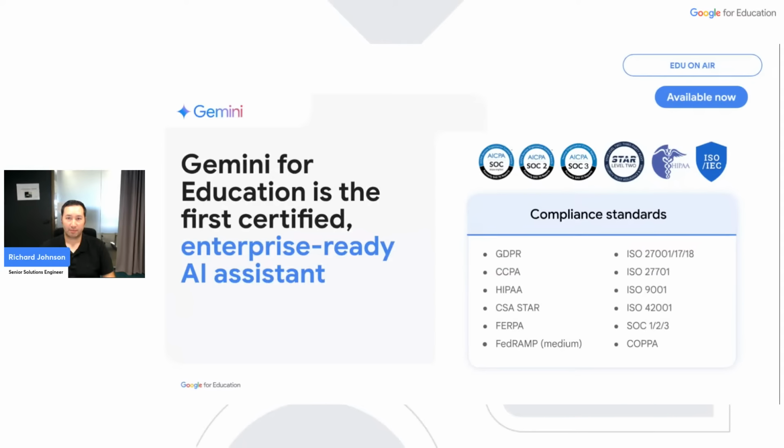So first off, Gemini is the first enterprise-ready AI platform that's safe and secure. Not only that, Gemini in education meets compliance standards from all over the globe. At Google, we build all of our products with security from the ground up, and Gemini is no exception to this. You'll notice some of the international certifications on the screen, such as ISO 27001, and also the new ISO 42001, which is an AI certification.